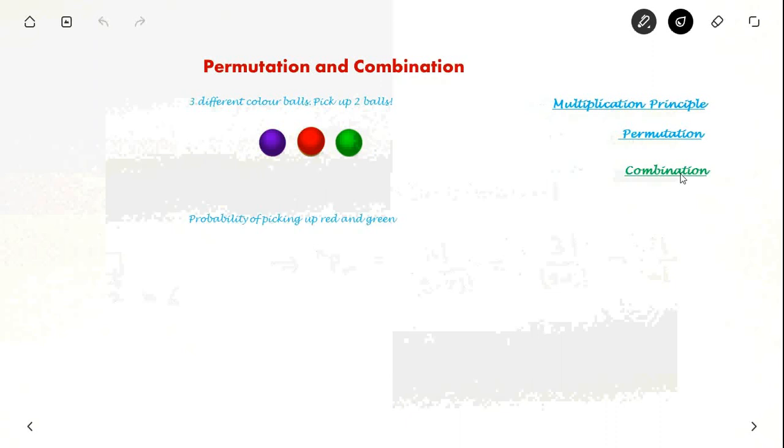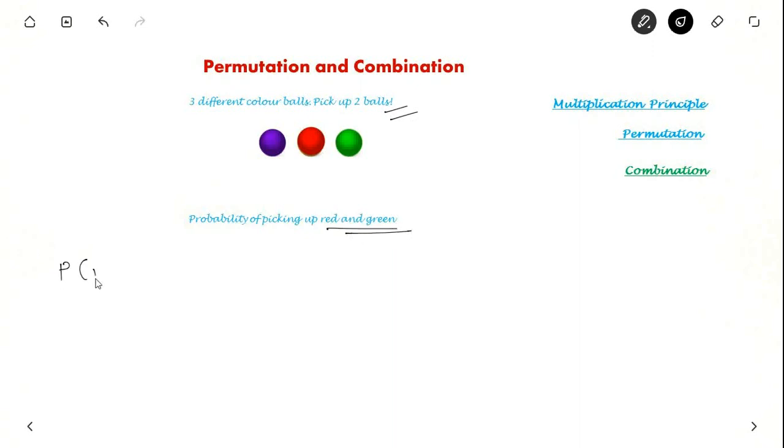Now let us see what is combination with an example. Suppose there are 3 different color balls and you have to pick up 2 balls. So what is the probability? Say you have to pick up red and green. So what is the probability of picking a red and green ball? It will be 1 divided by the number of outcomes. The number of outcomes of picking red and green will be only 1.